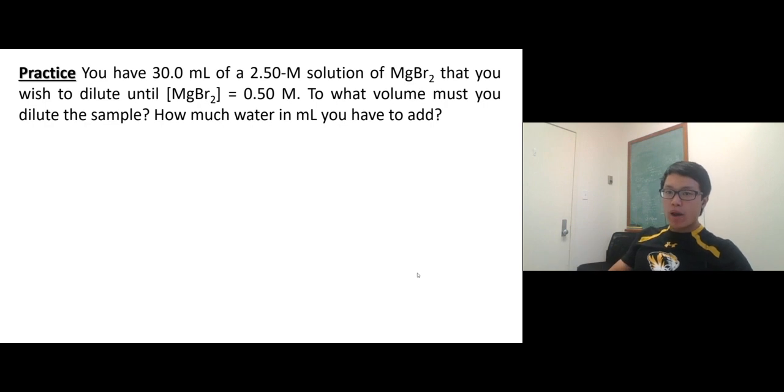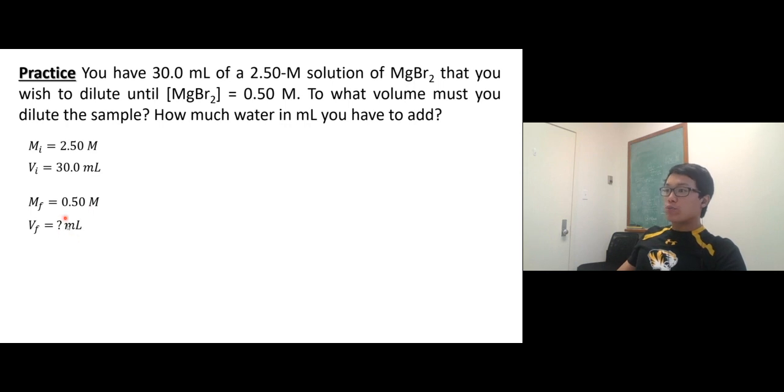P1 V1 over T1 equal to P2 V2 over T2. Same thing there, two situations. Okay. So you have 2.5 molar solution of magnesium bromide, and the volume is 30 milliliter of it. Okay. And then you dilute it to 0.5 molar. So from 2.5 molar to 0.5 molar, and we want to know the volume. Okay. So to what volume must you dilute the sample?